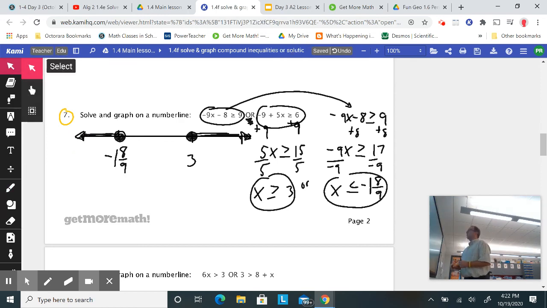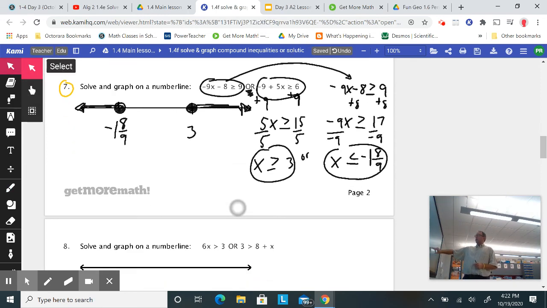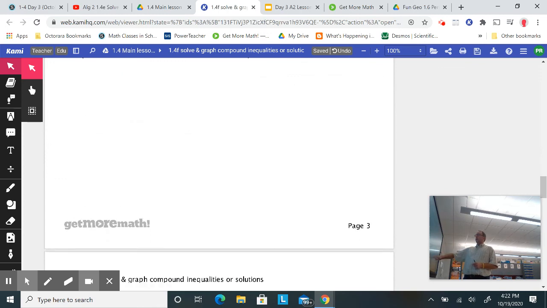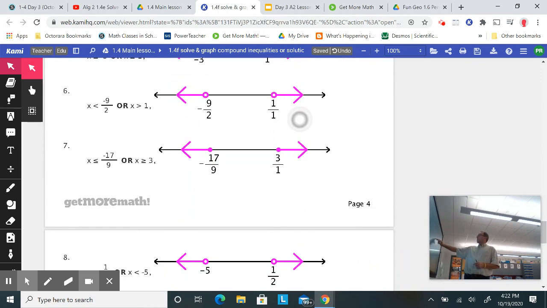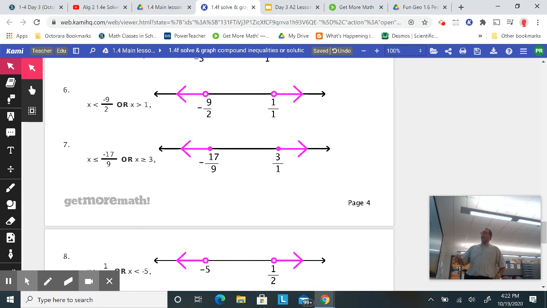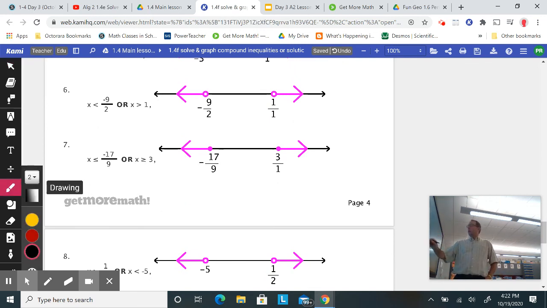I also have this set up so you can go check. You can just slide it so you can see number 7. And let's just take a look. So there's a 3. I'm not sure why they keep it 3 over 1. We know 3 over 1 is 3. And negative 17/9 turns into a mixed number, negative 1 and 8/9. All right, go to it.